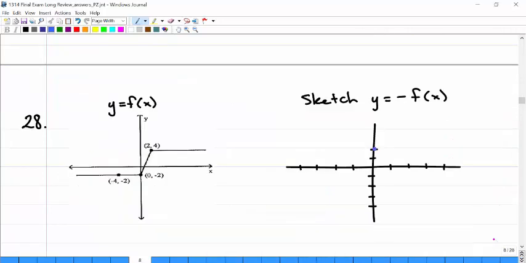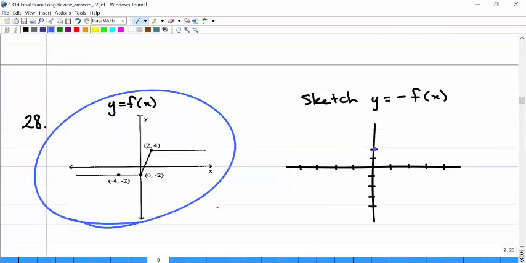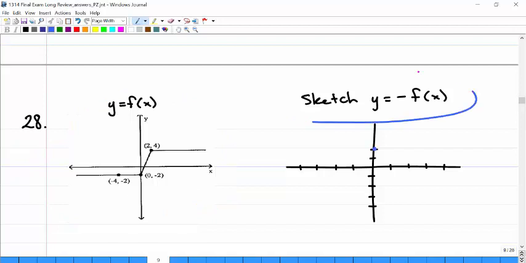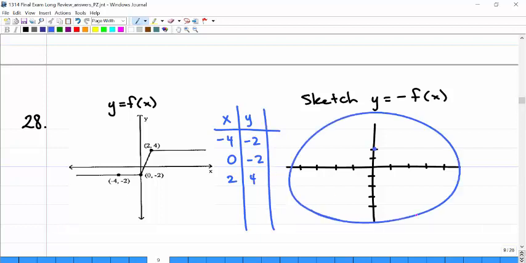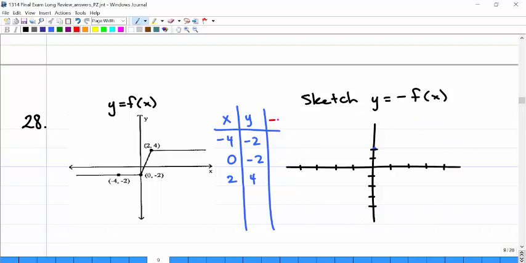Number 28, I'm given this graph of y equals f of x, and I am asked to sketch the graph of y equals negative f of x. So for these 3 points, I'm going to make the y values negative. So I'm going to do a quick chart here in the middle. And I have -4, -2, 0, -2, and 2, 4. For my new graph, I want to make all the y values negative. So I want 2, 2, and -4.